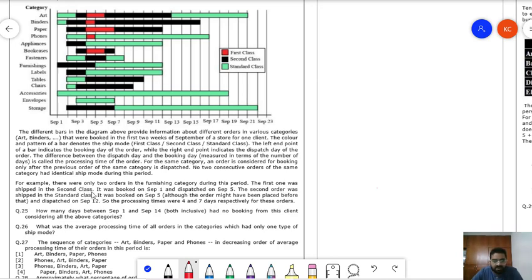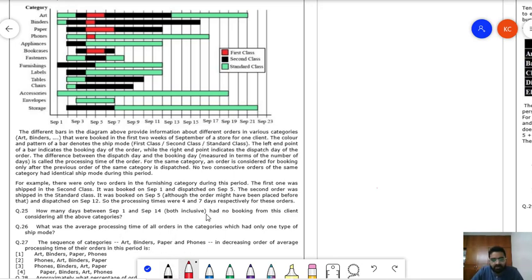So the first one was shipped in second class, the black one, and the other, the green one, is in the standard class. Booked on September 1, dispatched on 5. The second order was shipped in the standard class, booked on the 5th, dispatched on the 12th, so the processing times were 4 and 7. I'm understanding everything, so we'll attempt this. Everyone, this is how you are supposed to assess whether you are solving a particular question or not.